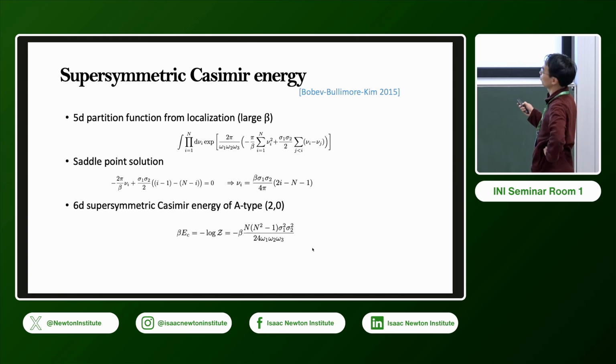So let's now go step by step and first derive the defect contribution to the supersymmetric Casimir energy. So what is the supersymmetric Casimir energy? The supersymmetric Casimir energy, by definition, is a supersymmetry twist of the Casimir energy.